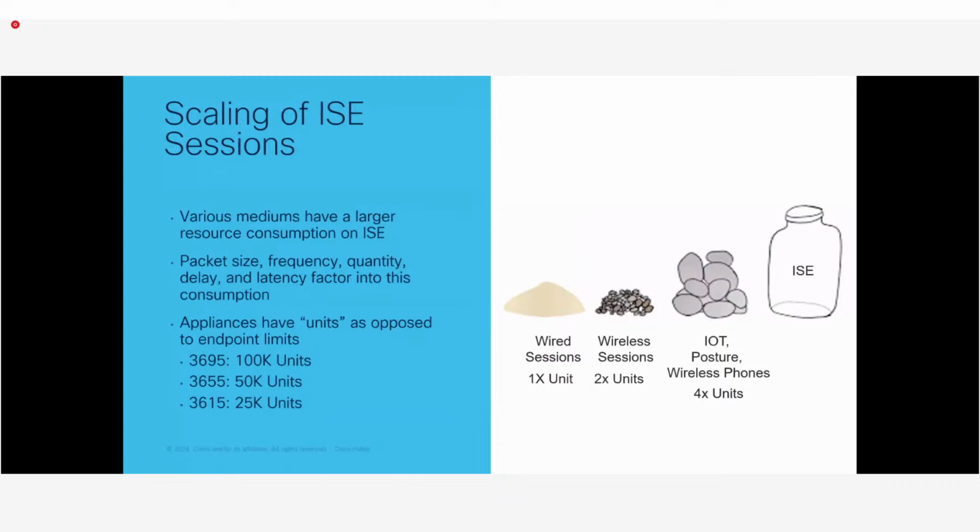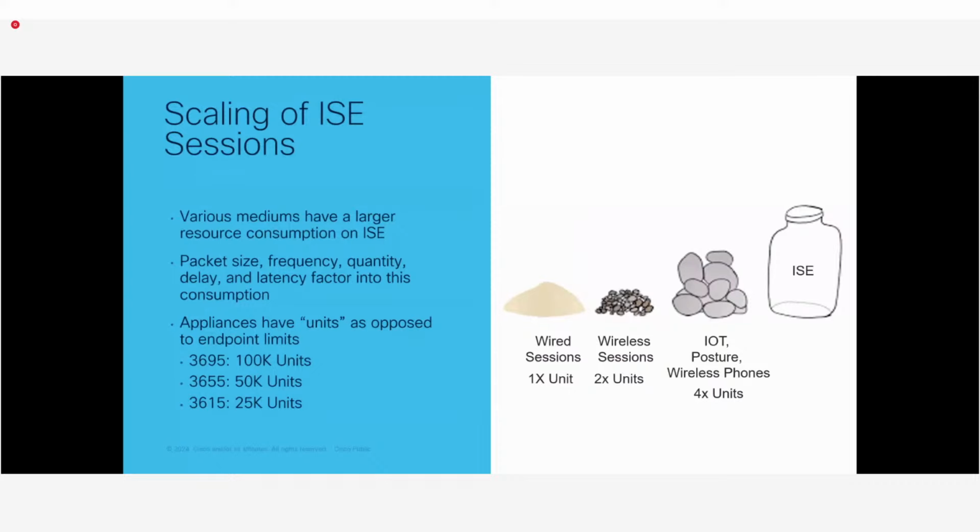And this is going to be based on packet size. More than likely, it's going to be based on frequency as well as quantity. And then there's the delay and latency factors that also factor into this overall consumption. The way that we think of things, as opposed to the way it's phrased within the scaling guide of 100,000 endpoints, 100,000 sessions, is that with advanced services we think in terms of units. So each type of endpoint consumes a number of units.